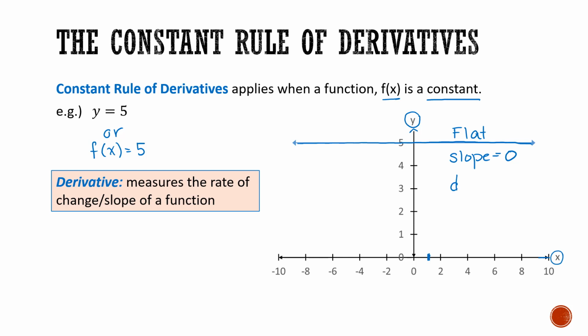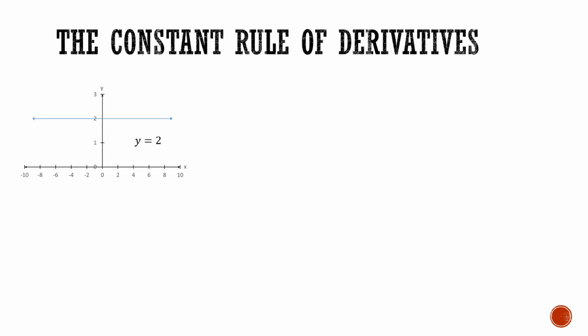So the derivative dy over dx, how y changes with respect to x, is equal to 0. y simply doesn't change as x changes. So our first derivative here is equal to 0. Let's look at another function that's a constant. Here we have y is equal to 2. Once again, we can see that as x changes from left to right, y doesn't change. So our derivative, this time I'm going to write it as y prime, is 0. There is 0 change in y as x changes.